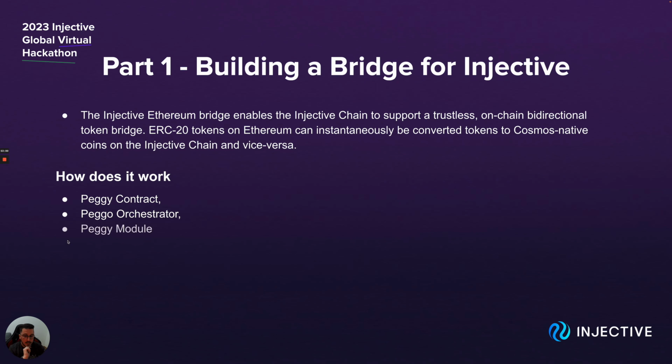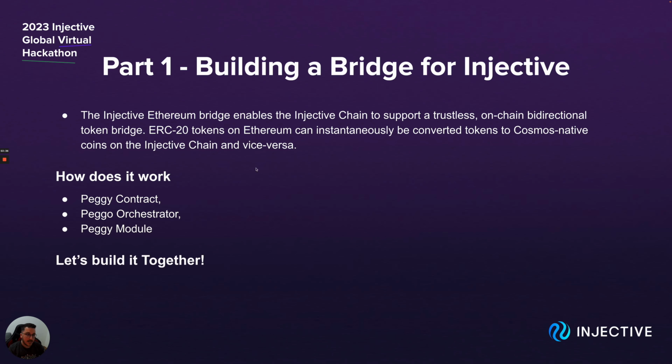And finally, we have the Peggy module on the Injective chain, and this module helps burn and mint new tokens. For example, when you transfer USDT from Ethereum to Injective, the ERC20 gets locked in the Peggy contract. Then the Peggy orchestrator validates the deposit, and then the Peggy module will mint USDT representative on the Injective chain. If you want to withdraw, it will burn the tokens. When the Peggy orchestrator validates the withdrawal, the Peggy contract will unlock the ERC20 and send them to your address.